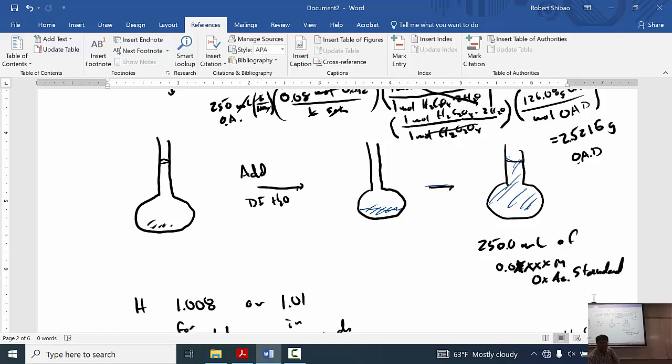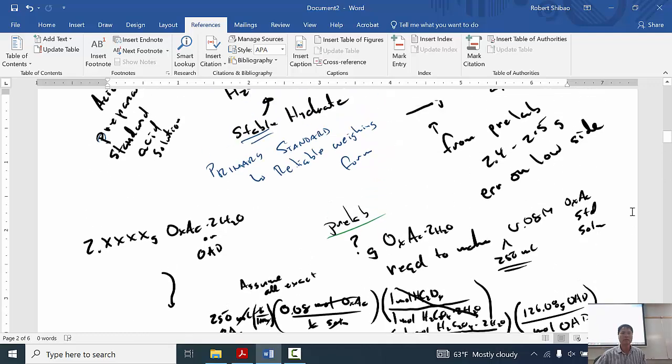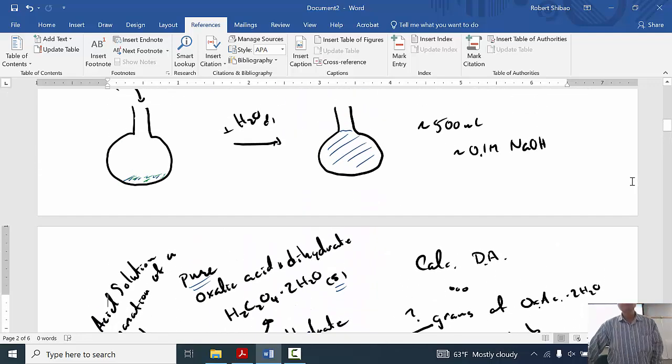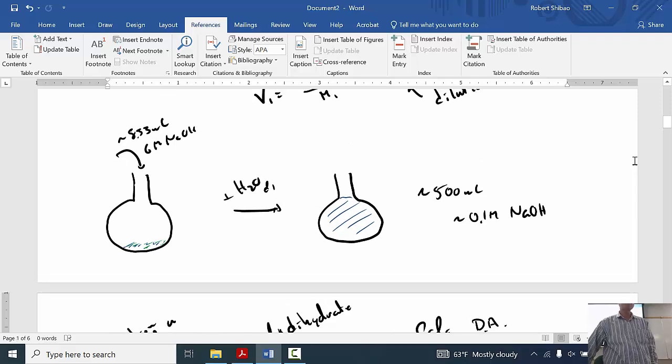This is wrong. How many sig figs should I get from this 250 milliliter volumetric flask? 5. I only had 4 here. And how many sig figs should I get from the balance? 5. And so that means my molarity here should be known to 5 sig figs. I only wrote 4. That's wrong. And so this is what we call a standard solution. A standard solution is going to have a fairly accurate and precise concentration.